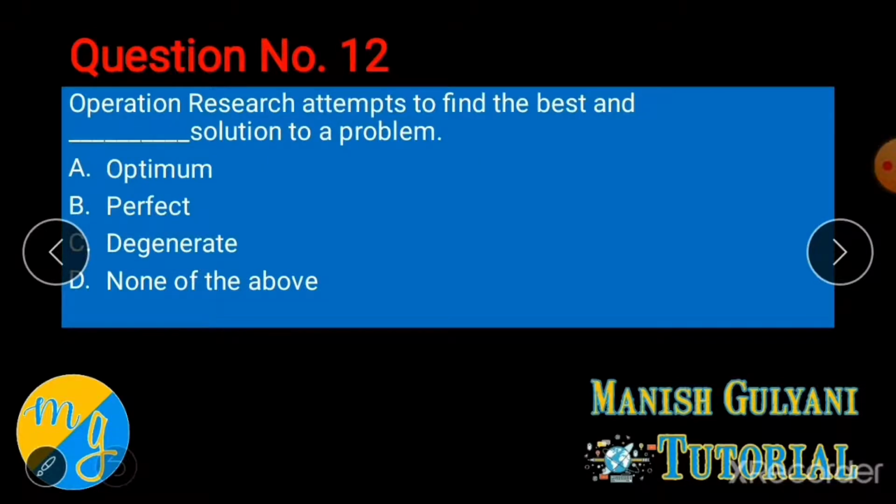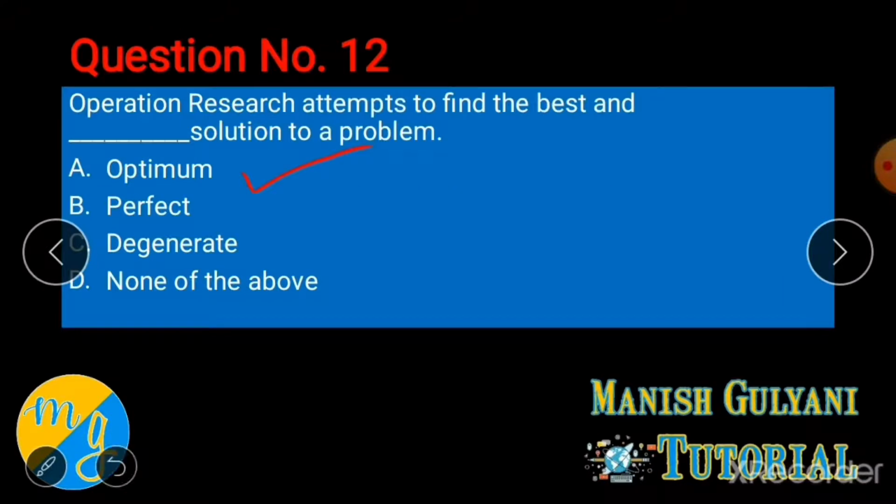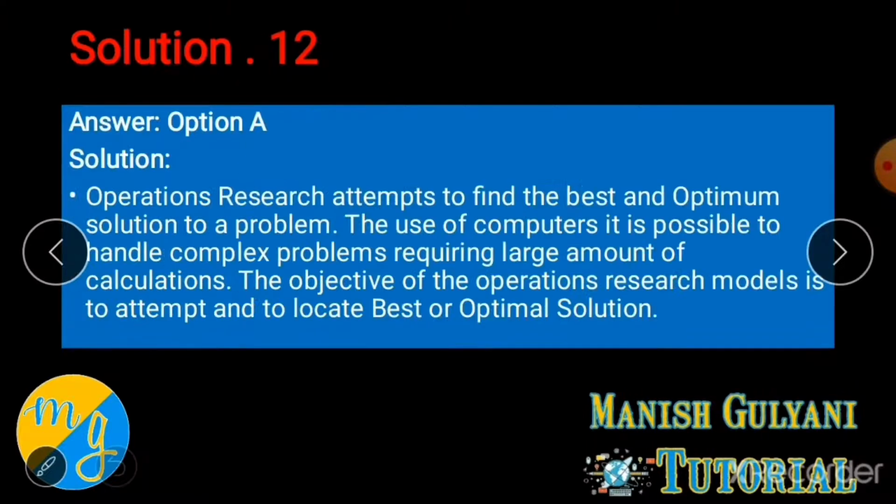Now question number 12. Operation research attempts to find the best and that solution to the problem. Optimum solution, perfect solution, degenerate solution, or none of the above. I already explained. Whatever answer you obtain, it may or may not be the best answer, but it definitely guides about the worst answer. The correct answer is option A, optimum answer. Because whatever answer you obtain, it may or may not be the best answer. Best means perfect answer, but OR always guides about the worst answer. So the main objective of OR is to find the optimum answer. So optimum is your best answer or solution for this question.